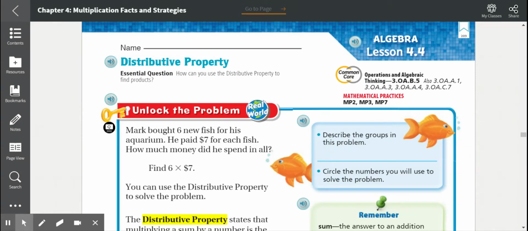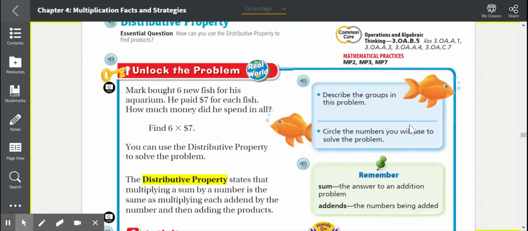Fifth grade. Let's get started on math. Today we are on lesson 4.4, and that is the distributive property. And the question is, how can you use a distributive property to find products? So on Friday when we met, we talked about the distributive property and we practiced breaking apart arrays. And so that's what we'll be doing again today. So another word for the distributive property is the break apart property.